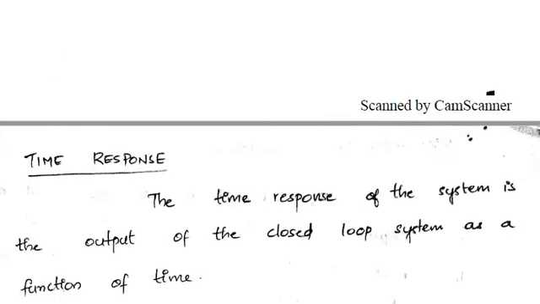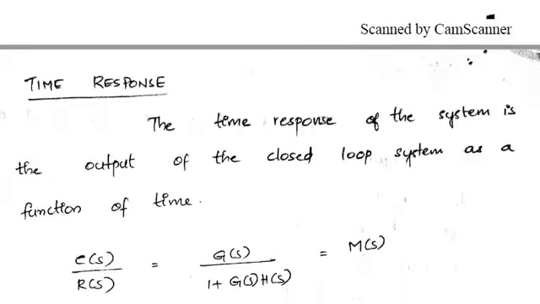So how do we define a time response of a system? The time response of a system can be defined as the output of the closed loop system as a function of time. So time response is the output of the closed loop system but as a function of time. Generally we all know that the transfer function represented by C(s)/R(s) is equal to G/(1+GH), or in the s domain we can represent it as G(s)/(1+G(s)H(s)).